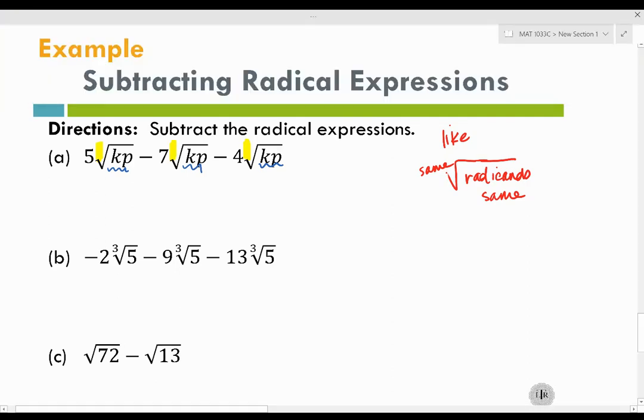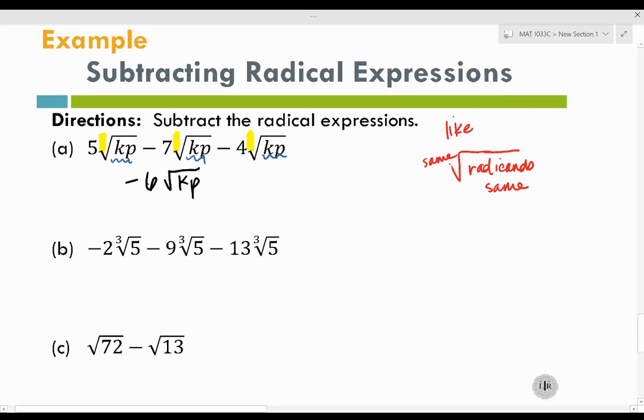So when we combine them, we're going to combine their coefficients in the front. We're subtracting, so we have 5 minus 7. That's negative 2. And negative 2 minus 4 is negative 6 on the square root of kp. All right, cool. Let's look at the second one.